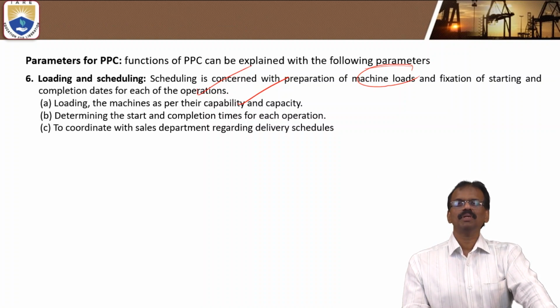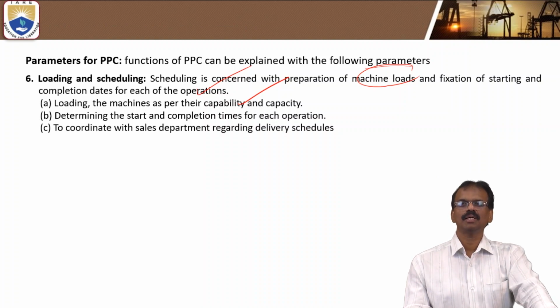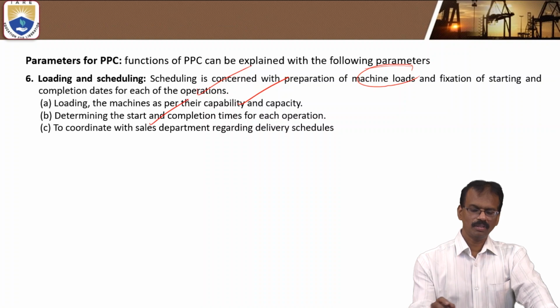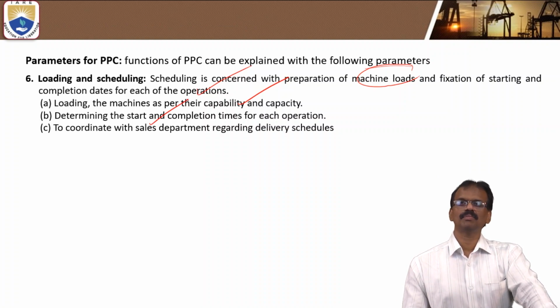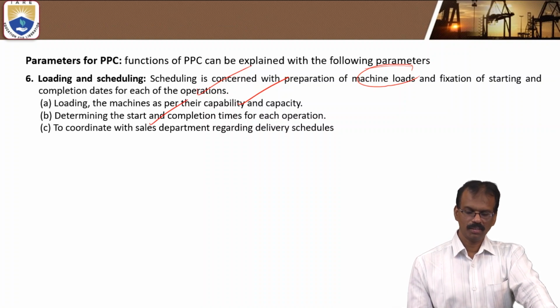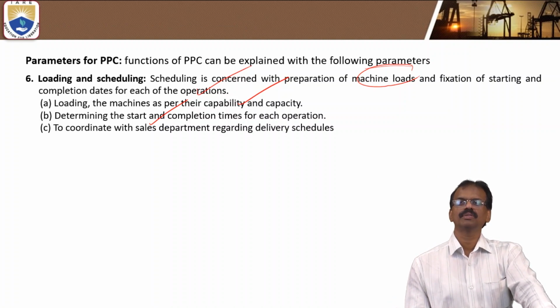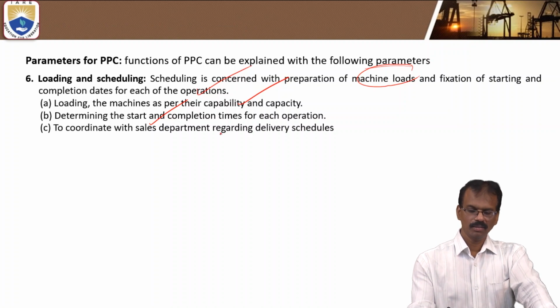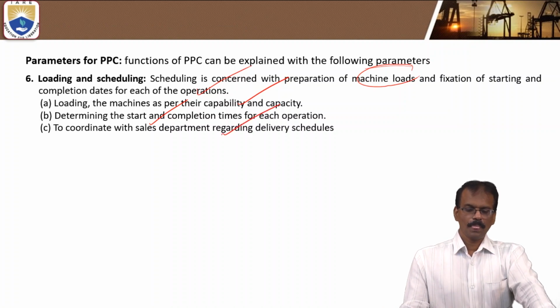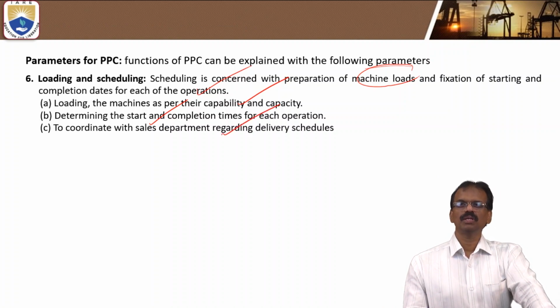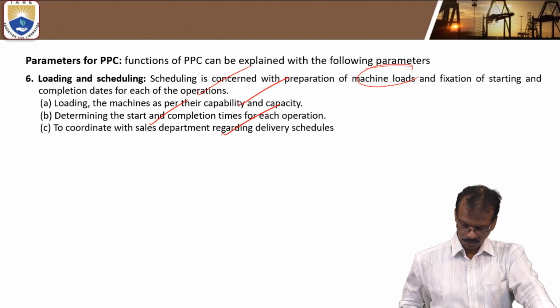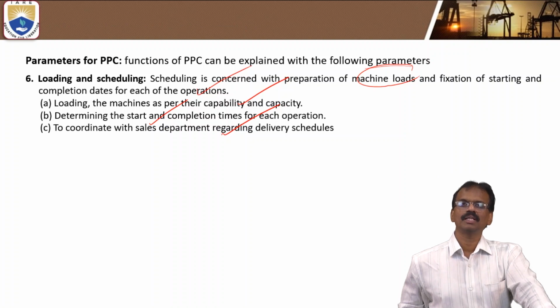So next, determining the start and completion times for each operation. So we can fix the starting time and completion time also. We can plan that one. Next, to coordinate with the sales department regarding the delivery schedules. So with proper scheduling and loading, you can deliver the products at the right time according to the customer requirement.